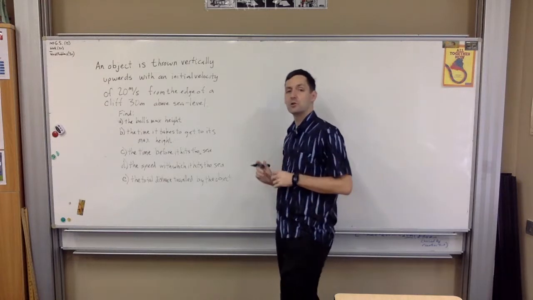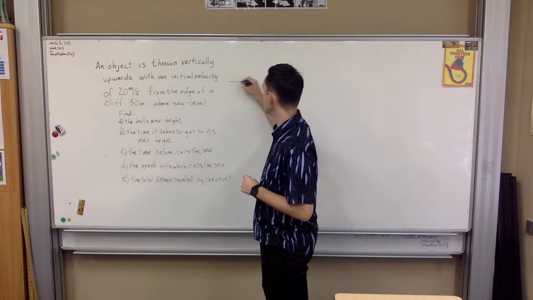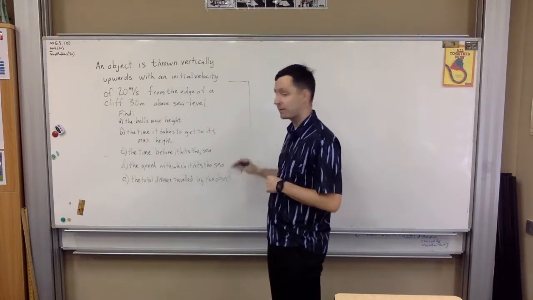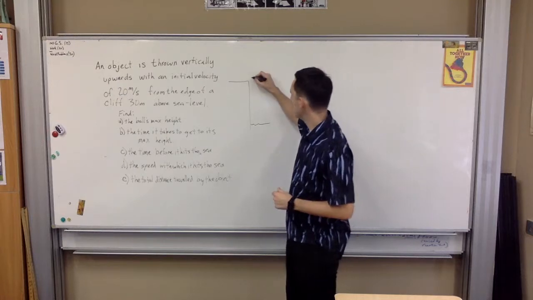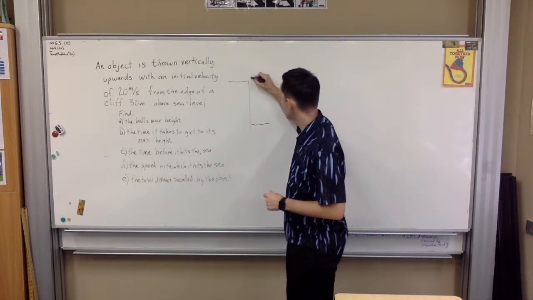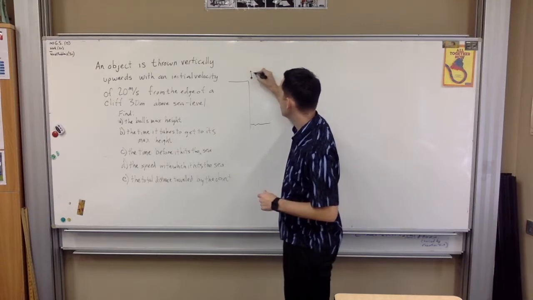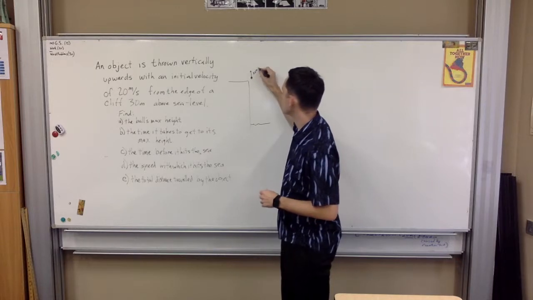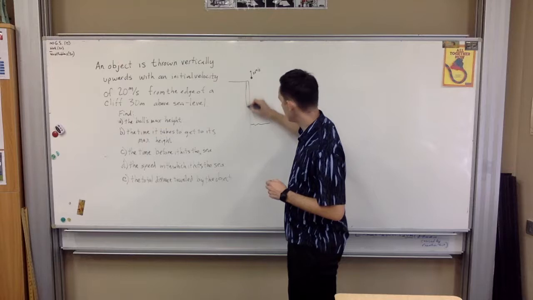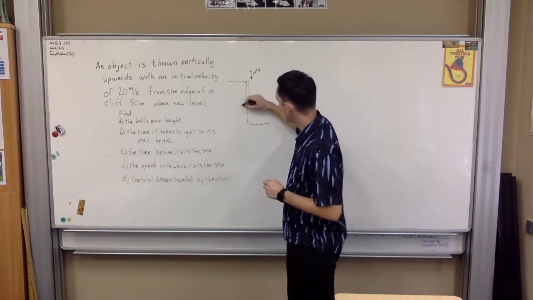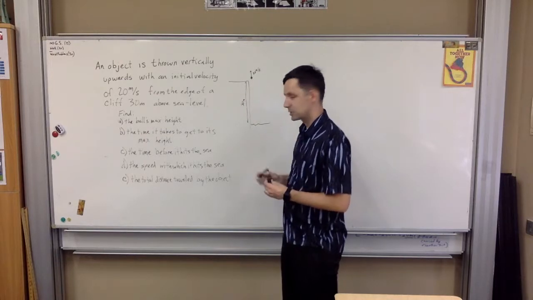Okay, so the first thing I'm going to do is I'm going to draw a picture because I'm an amazing artist. Yes, there is a cliff. Yes, there is the water. And all I know is that this object, we'll say it's a ball because balls are easy to work with, is going upwards at 20 meters per second initially. And then this distance right here is 30 meters.